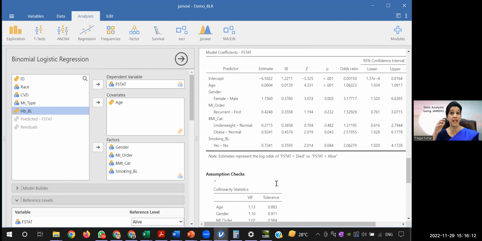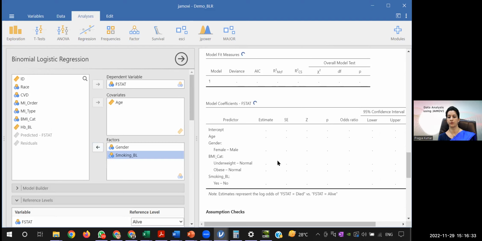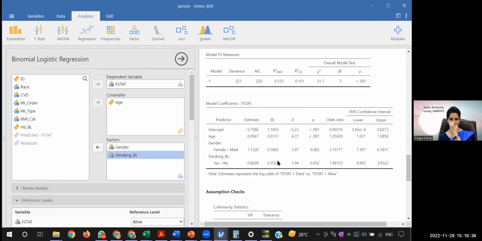Okay, and there are ways to increase this R square. If you remove one variable, then R square will be increased. So right now, what is the R square? It is 17.5. So if you take this MI order, this is not significant, this BMI cat. If you remove this, then you will see, again not much. So the value of R square is still 15% only.